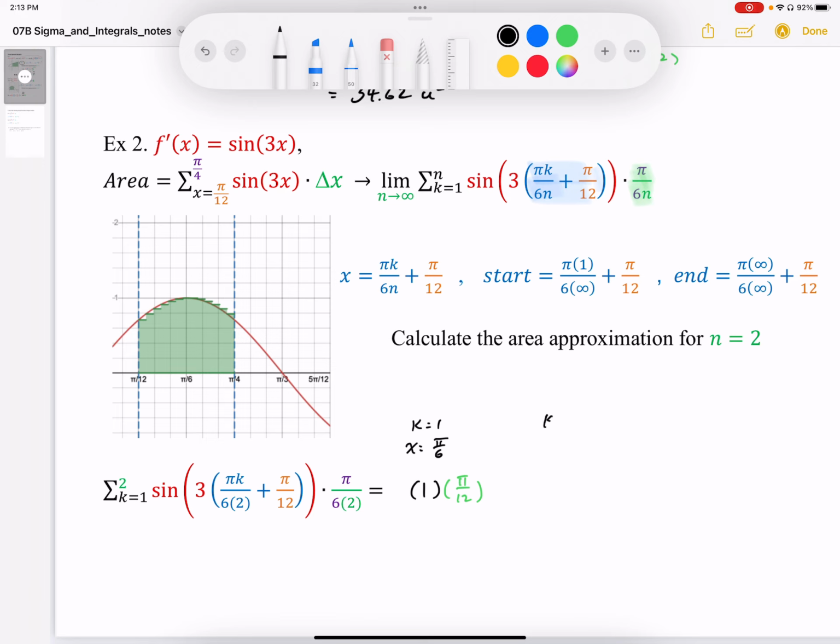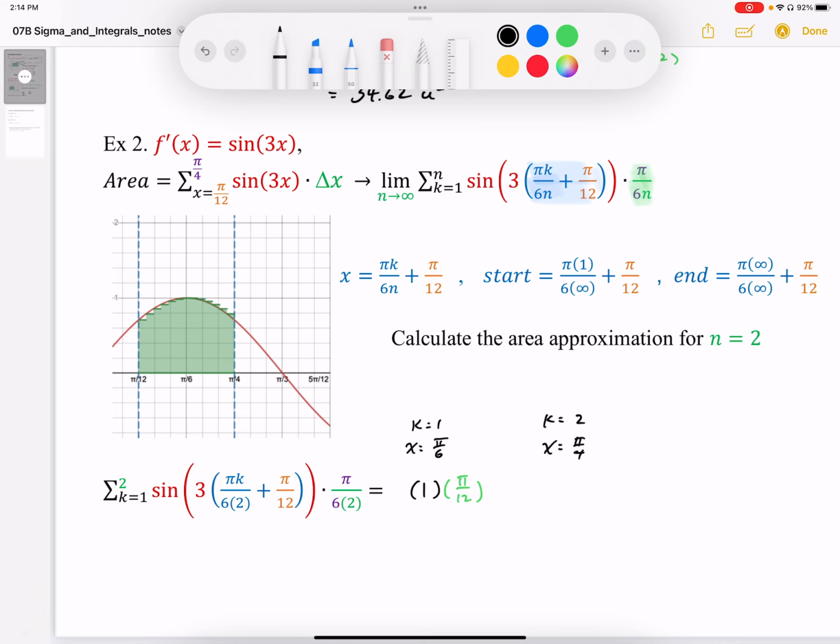My second rectangle is going to be for k equals 2. So plugging k equals 2 into that expression, I get pi times 2, divided by 6 times 2, which is really pi over 6, plus pi over 12. So pi over 6 plus pi over 12 gives me the right edge of that rectangle, which happens to be pi over 4. So when I do that calculation, I end up with pi over 4 for my x value when k is 2.